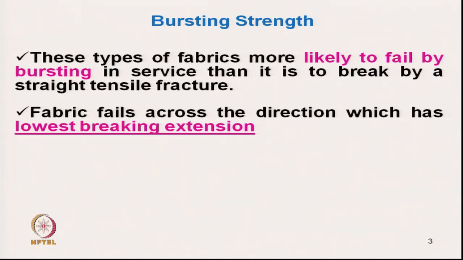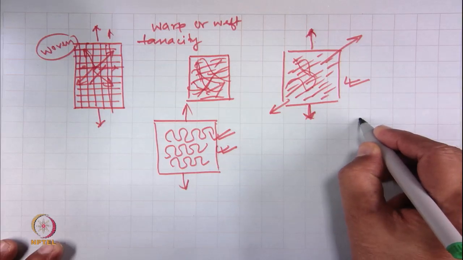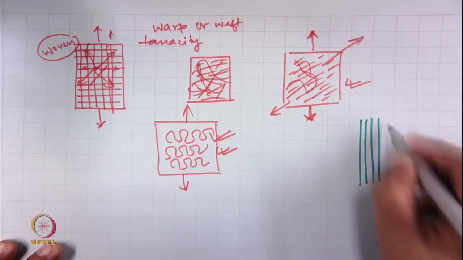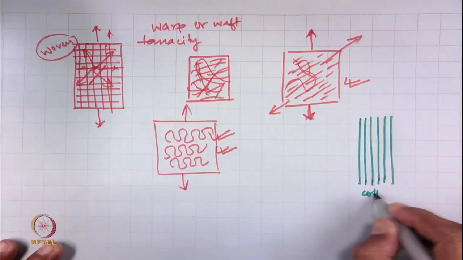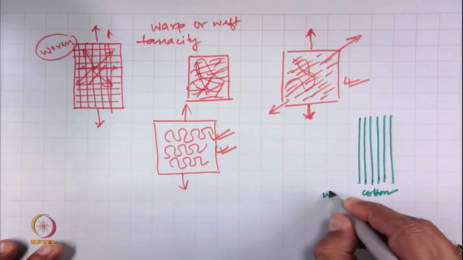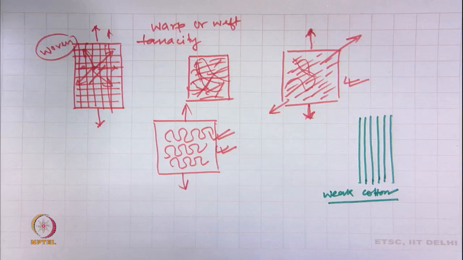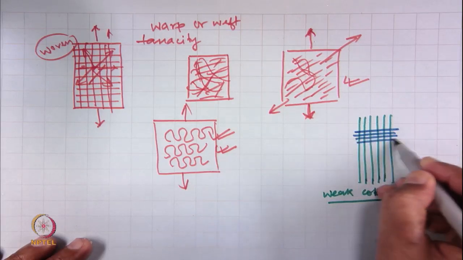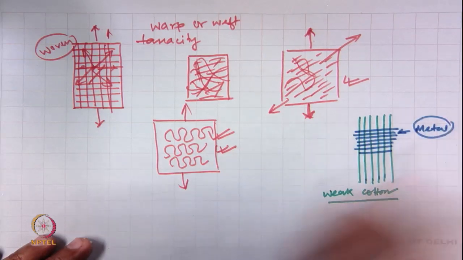That is very important. Now, suppose we have a fabric which is having a metallic wire. Suppose the warp is cotton, weak cotton. Its strength is not very high, its strength is very weak, and in the weft direction, what we have inserted? We have inserted metallic wire, say steel wire. This is the metal, very high strength metallic wire.